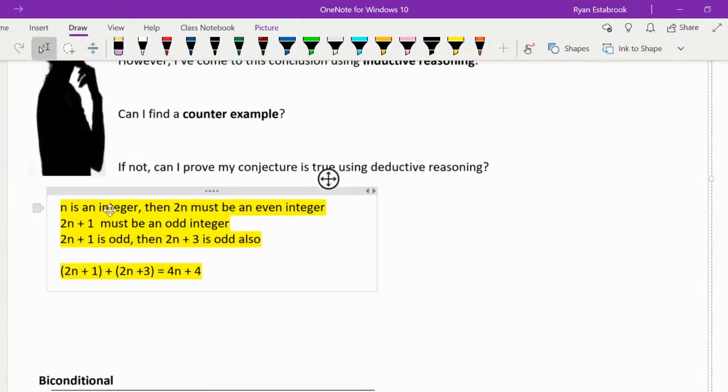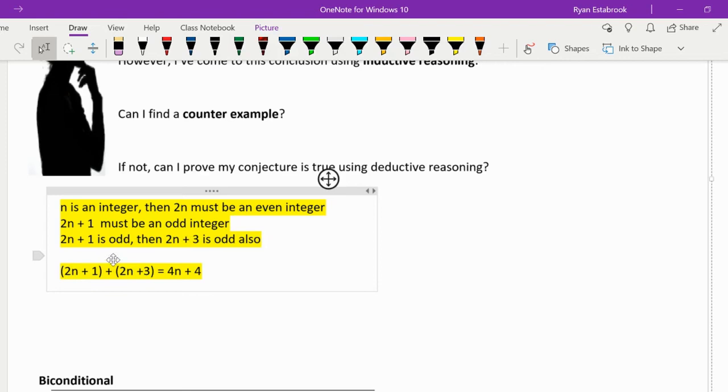If n is an integer, then 2n must be an even integer. That's what it means to be even. And if I took any even integer divided by 2, the result is going to be an integer. So now if 2n is an even integer, then the very next integer would be 2n plus 1, which would have to be odd. And if 2n plus 1 is odd, then if I add 2 more onto it, I skip over the even and get to the next odd number also. So 2n plus 3 would have to be odd as well.